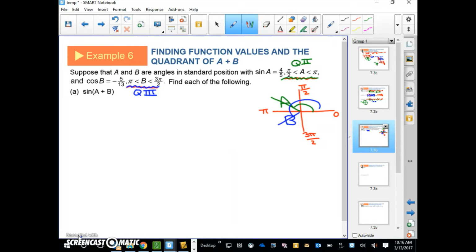Okay, so we start with that, and we know that. But then we're trying to find sine of A plus B. Sine of A plus B, I see a pattern. It's a sine sum pattern. And so you look up your sine sum pattern and see that it's sine A cosine B plus cosine A sine B.